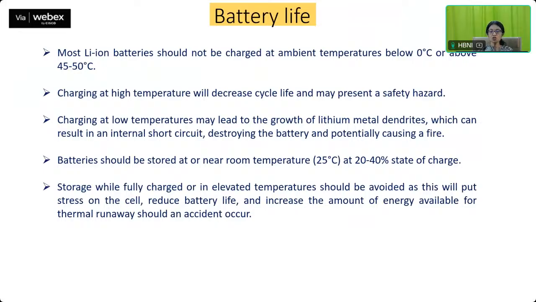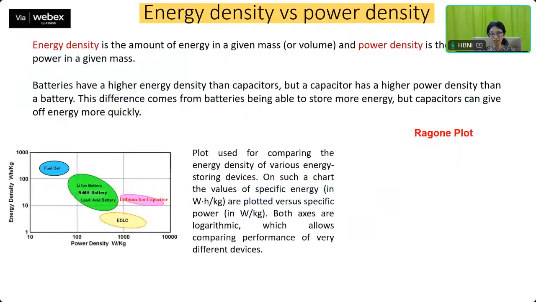Storage while fully charged or at elevated temperature should be avoided, as this will put stress on the cell, because when it's fully charged, you are actually pushing all the lithium ions from the cathode into the anode. So the stress level of the cell is going to increase. It reduces the battery life and increases the amount of energy available for thermal runaway should an accident occur. So these are a few safety points you have to keep in mind to extend your battery life.